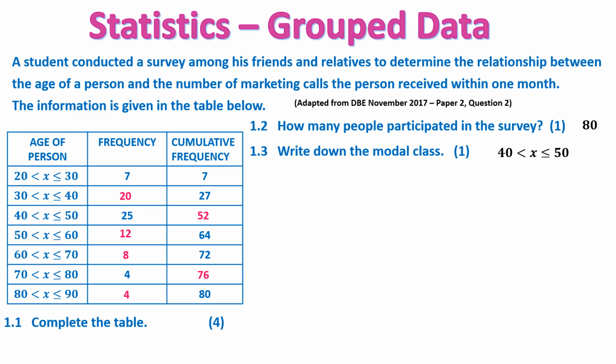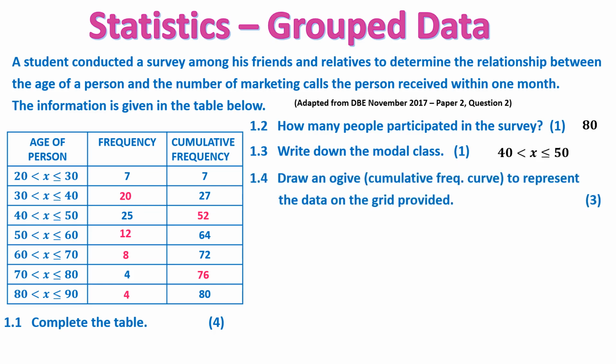So just write your answer down exactly as it appears in the interval column. Just write it exactly as you see it. And then we're going to sketch an Ogive to represent the data provided. Now your Ogive is a graph, so it needs 2 sets of values. It needs an X value and a Y value.